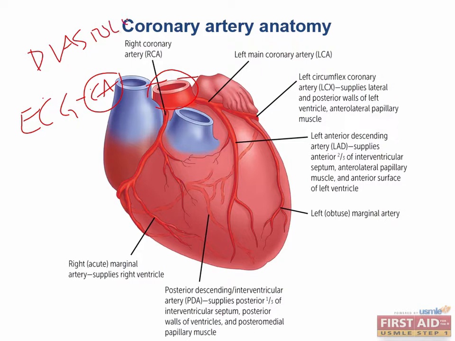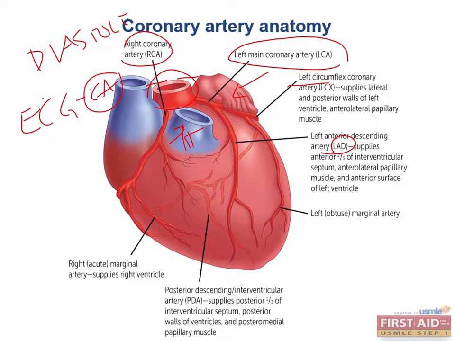Now, the right coronary artery gives rise to the right-sided part of the circulation, and the left side branches off into the left main coronary artery. So we have the right coronary artery and the left main coronary artery. The left main coronary artery passes between the pulmonary trunk here and the left atrial appendage, you can see right here. It then divides into the left circumflex and the left anterior descending.